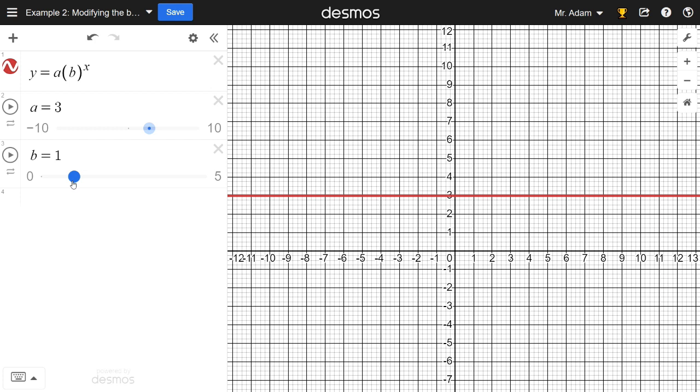Now, if we reduce our base to less than 1, between 0 and 1, we can see that suddenly our graph has flipped. No longer are we going up, we're going down as we go to the right. And as we get closer and closer to 0, you can see that the graph gets steeper and steeper and steeper the farther we go to the left. As b approaches 0, this thing will get infinitely steep, and this graph will decay very, very, very quickly.